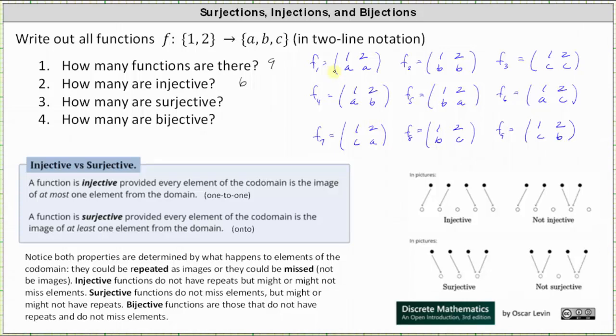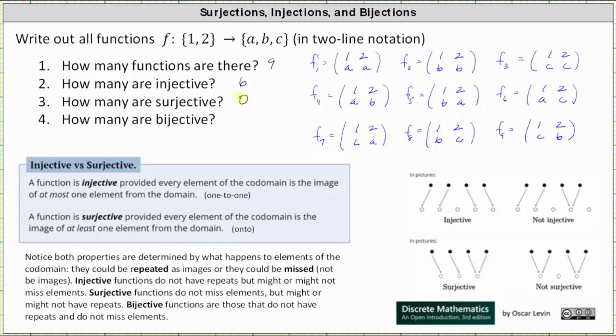Functions f sub 1 through f sub 3 have 2 elements from the codomain that are not images of any element from the domain, and the functions f sub 4 through f sub 9 all have 1 element from the codomain that is not an image of any element from the domain, which again indicates all the functions do not satisfy the requirement that every element of the codomain is an image of at least 1 element from the domain. So number 3 is 0.